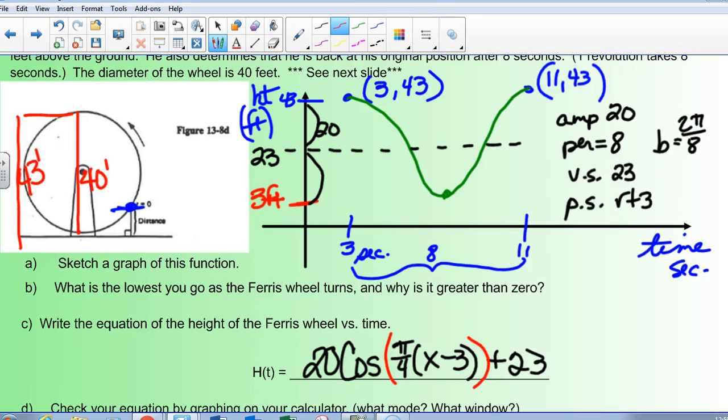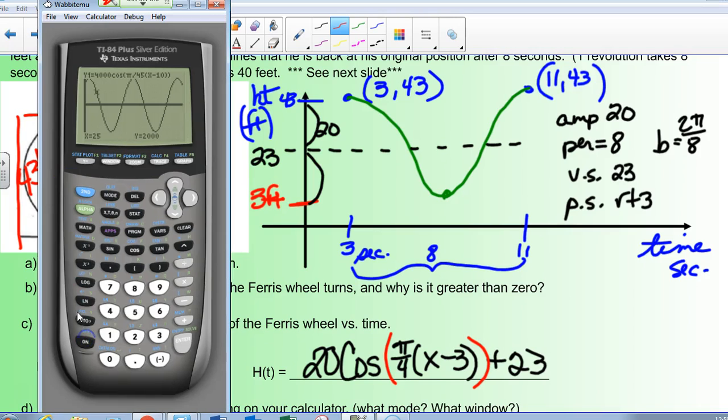Type that in. What mode do we need to be in? Radians. Yep, that's a big deal. You'll just get a line if you're not in radians mode. Okay, erase. 20 cosine, parenthesis. It already brought that up. Pi over 4. Don't need extra parentheses around that, it'll be fine. Parenthesis, X minus 3, close, plus 23.